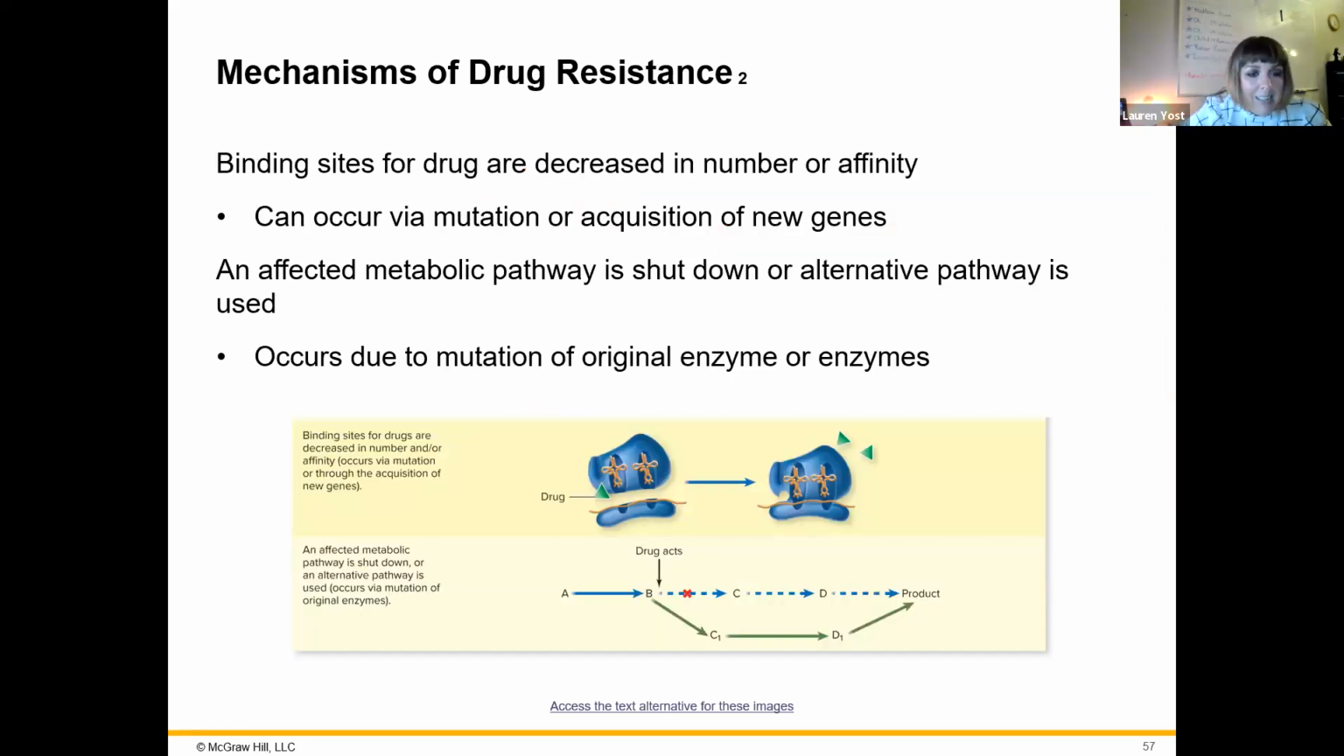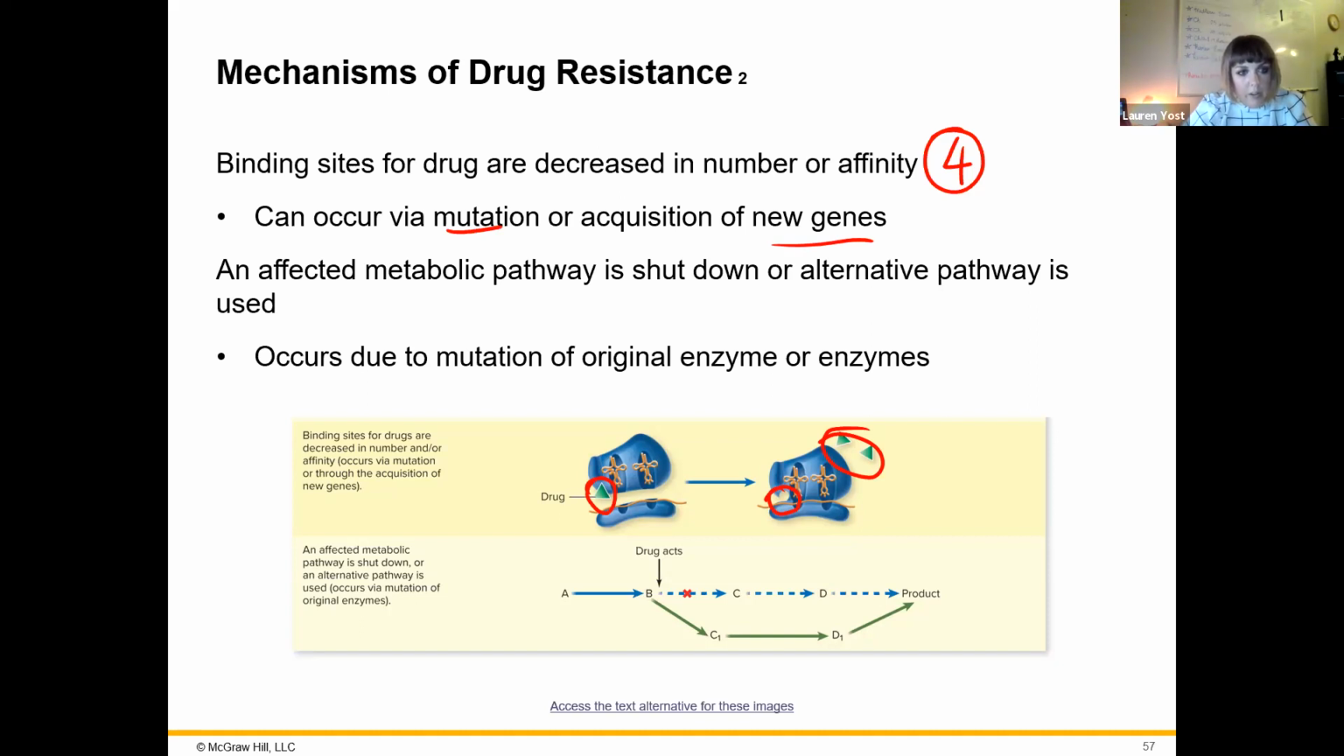So number 4, binding sites for the drug are decreased in number or affinity. So the drug doesn't bind very well, or doesn't have very many spots where it can fit anymore. So in this case, we have our drug that normally binds here, and now we've changed it a little bit and it can't stop the ribosome from working anymore. So it has changed its ribosome shape essentially to respond to whatever that drug was. This is usually a mutation or new genes, so one or the other.